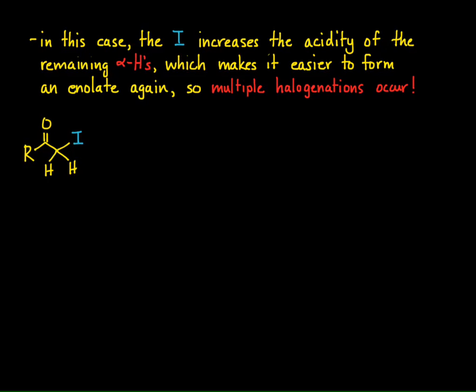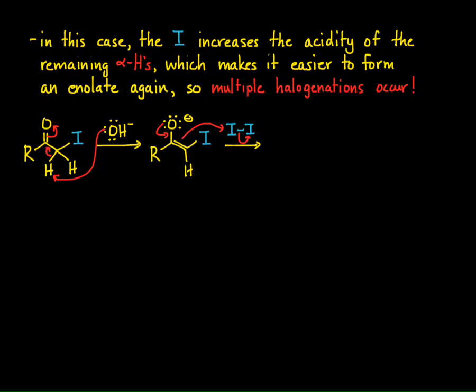So now if I draw my monoiodinated product and I still have two hydrogens on there, I'm still in basic conditions, so the hydroxide can remove another hydrogen. And I form an enolate again. And as a matter of fact, it's easier to form this enolate than the initial enolate. And so now this enolate will attack iodine, displace an iodide. I form a di-substituted or dihalogenated product.